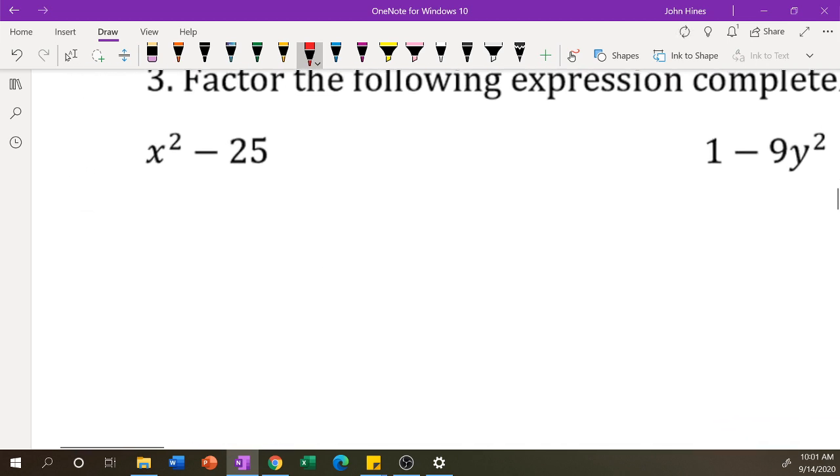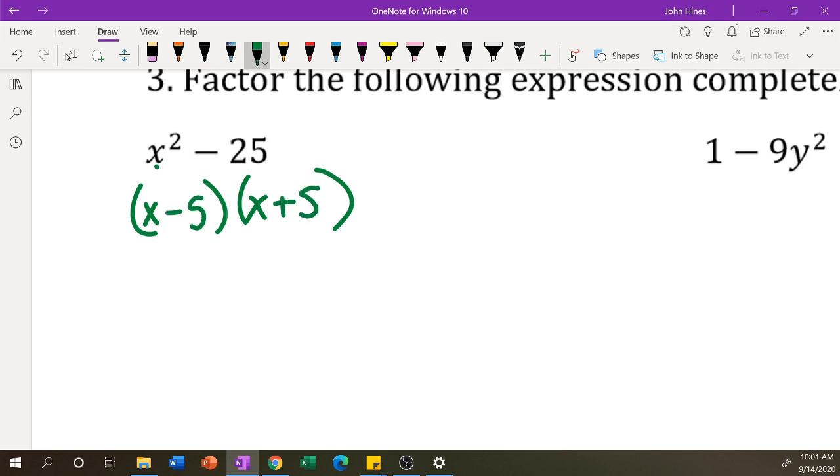So hopefully when you see x squared minus 25, your Algebra 1 teacher taught you to say, wait a minute, I can factor that, I can rewrite it as a multiplication problem as, well, what made x squared? X times x. What makes 25? Well, a negative 5 and a positive 5, so that way that middle term drops out.